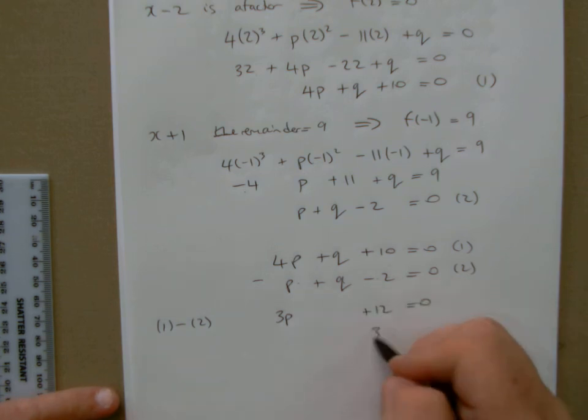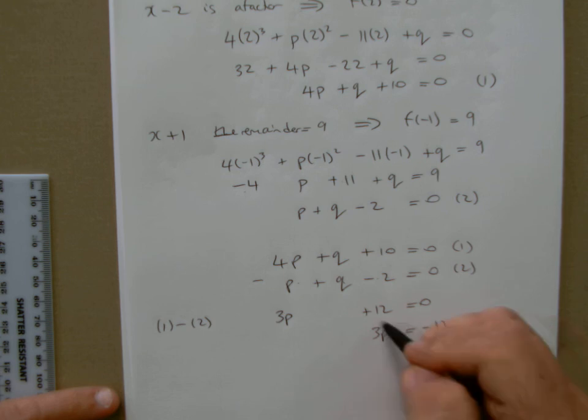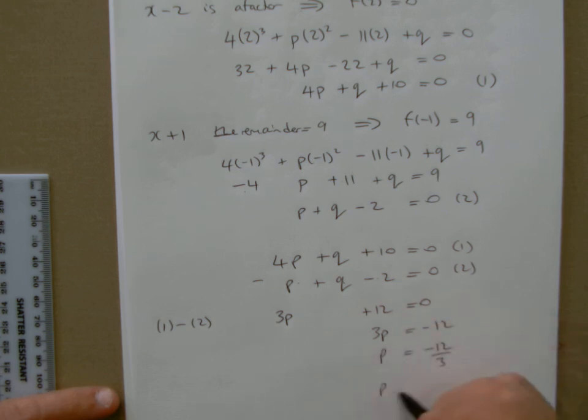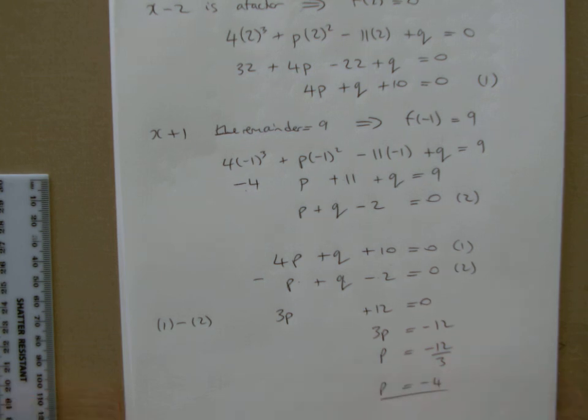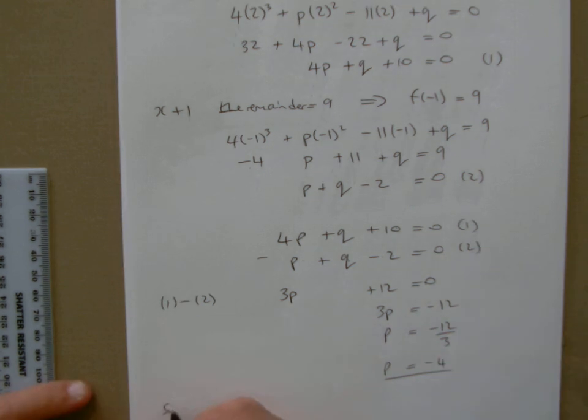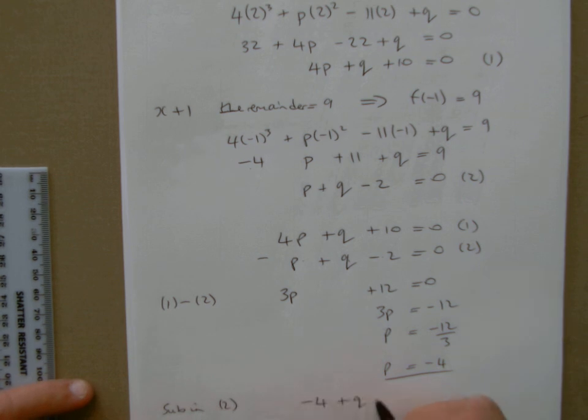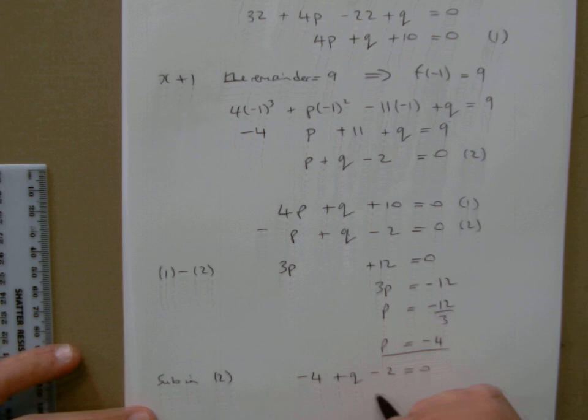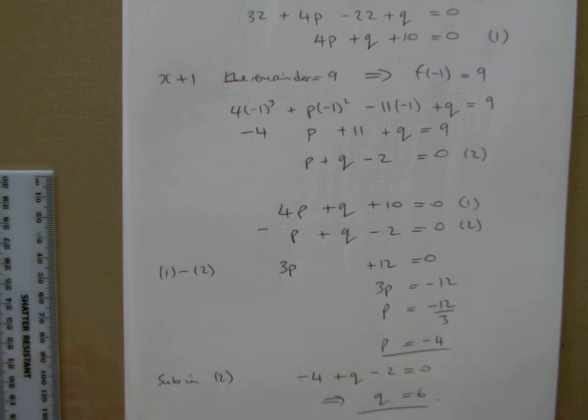And then I'll have 3p equals minus 12 when you take that over. So then p will be minus 12 divided by 3, which is minus 4. So I've got my p out, which is exactly what they want. All I've got to do then is sub it in to one of the other equations. So let's put it into 2. So we've got minus 4 plus q minus 2 equals 0. So that then implies q will equal 6. So I've got the two answers that they've required.